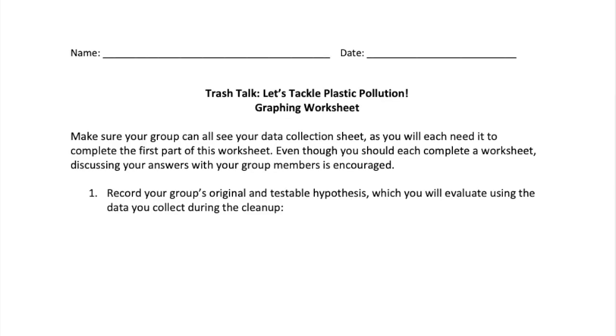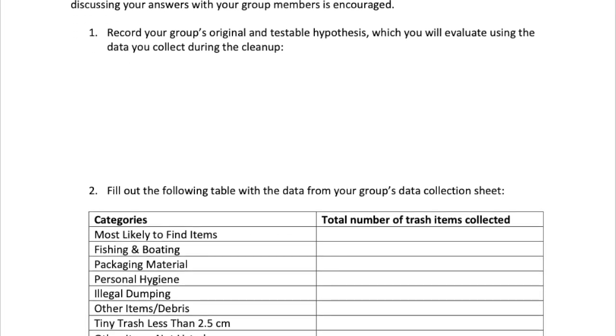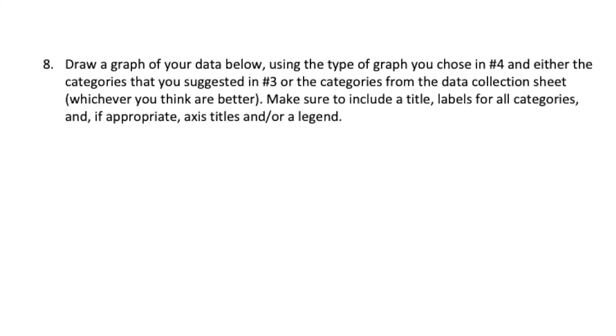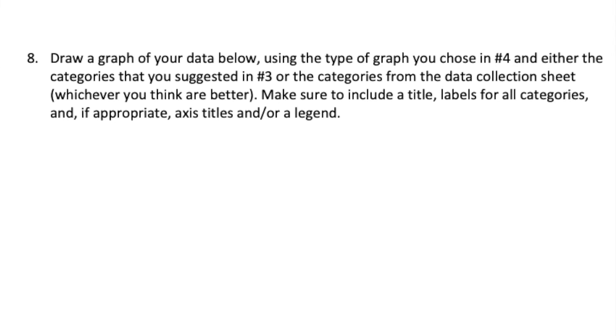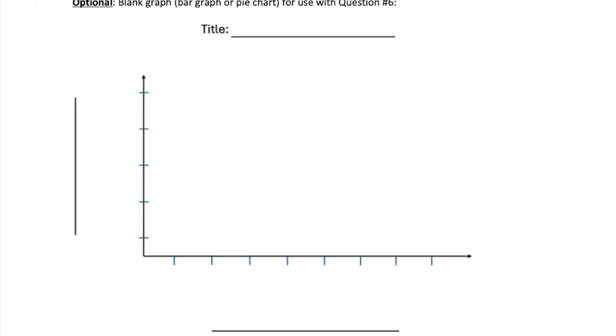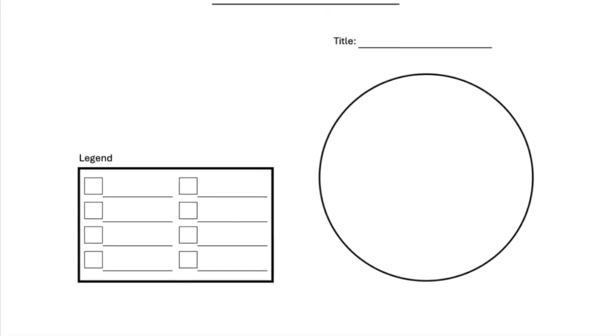Next, students will come back inside and graph their data both in groups and as a class using the included graphing worksheet. The students start by determining if their group's hypothesis was supported or not, then move into graphing the data they collected. They are given the choice of which type of graph they should use, bar, line, or pie chart, to encourage them to think about which type of graph is best for their data. If needed, however, there is a sheet with blank graphs that is included with the worksheet.